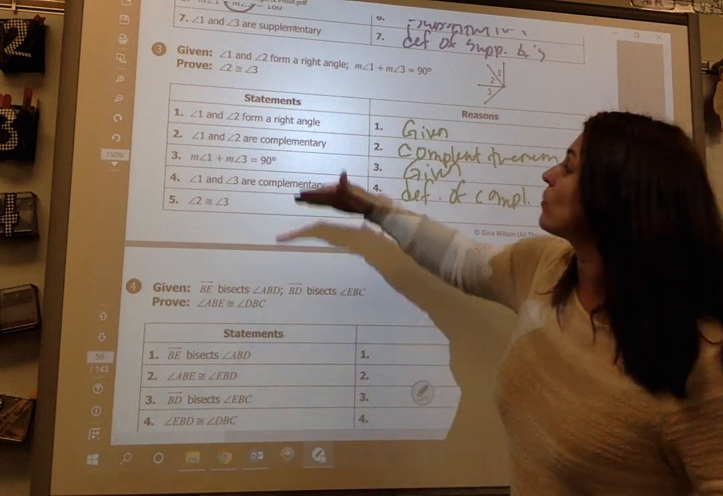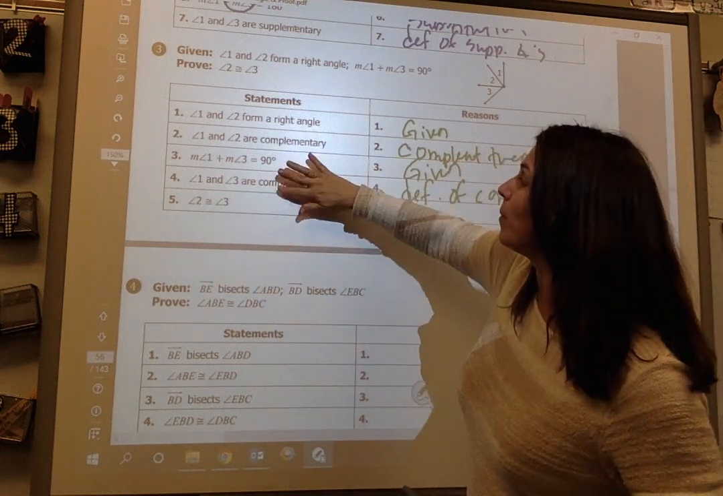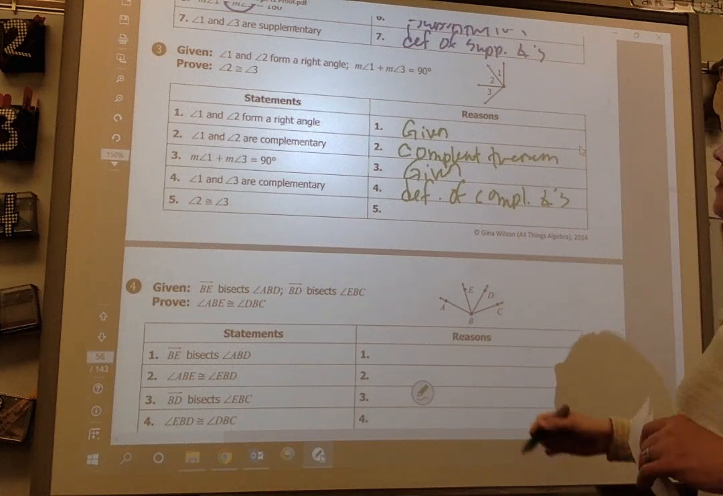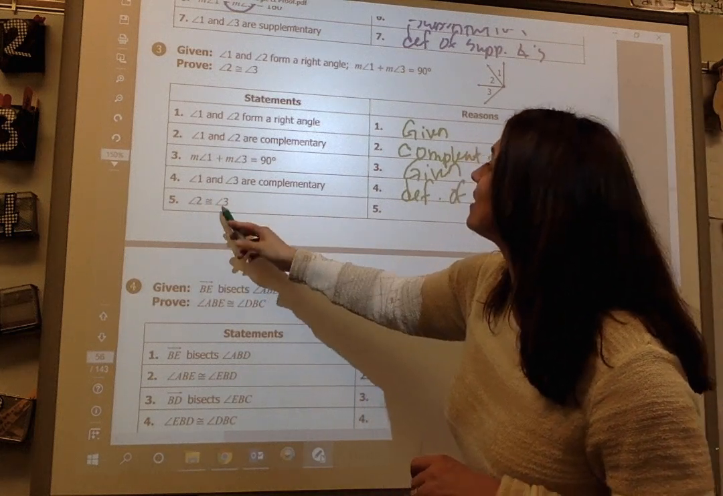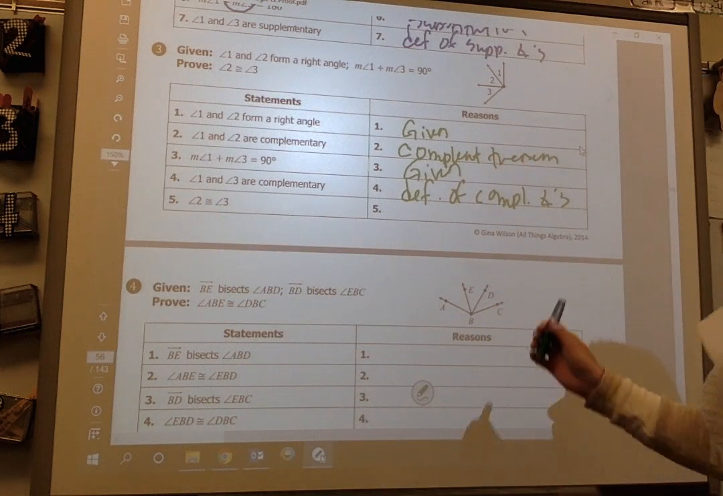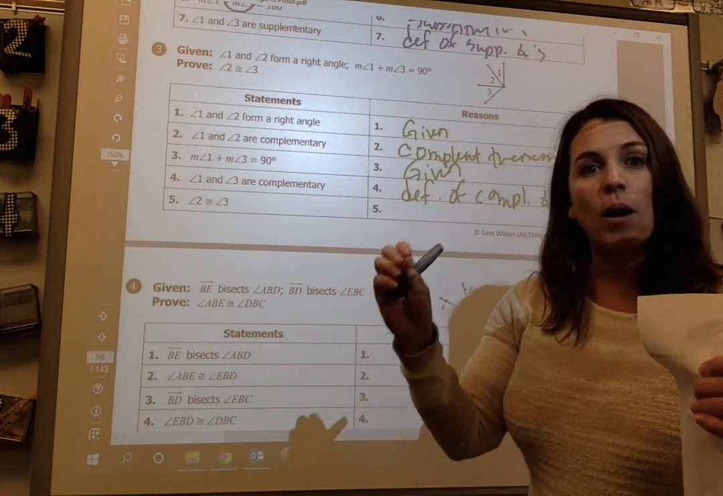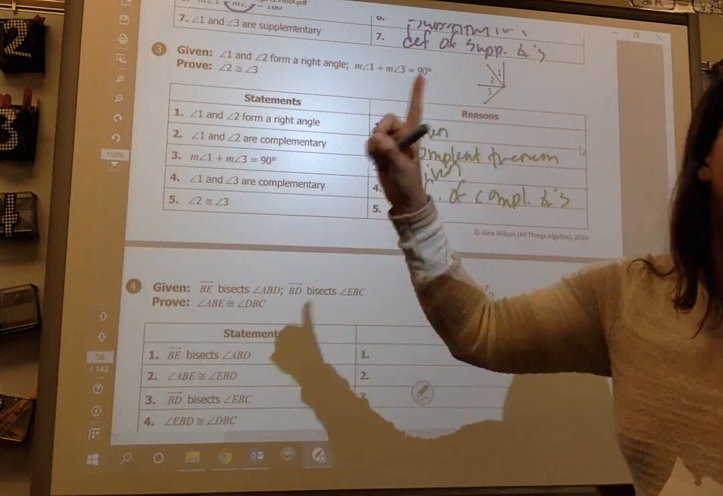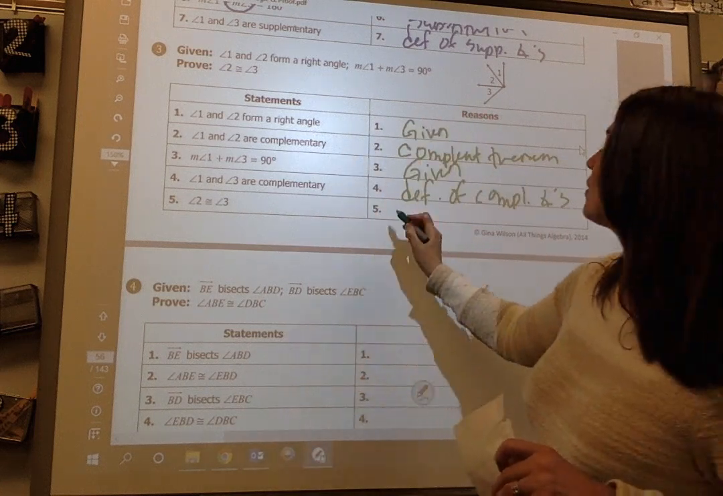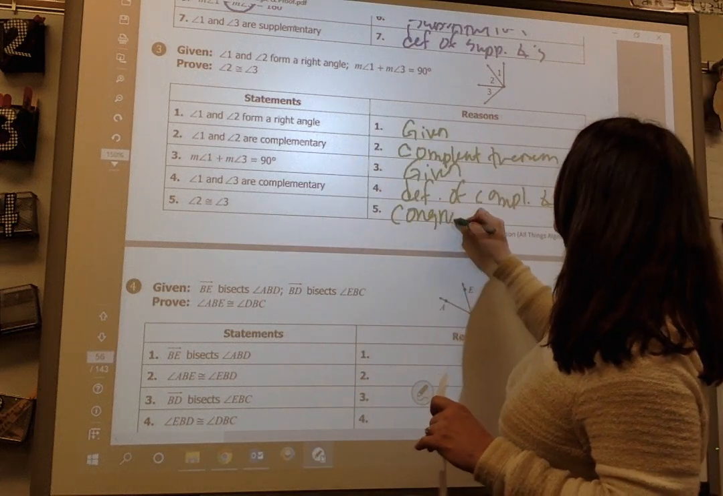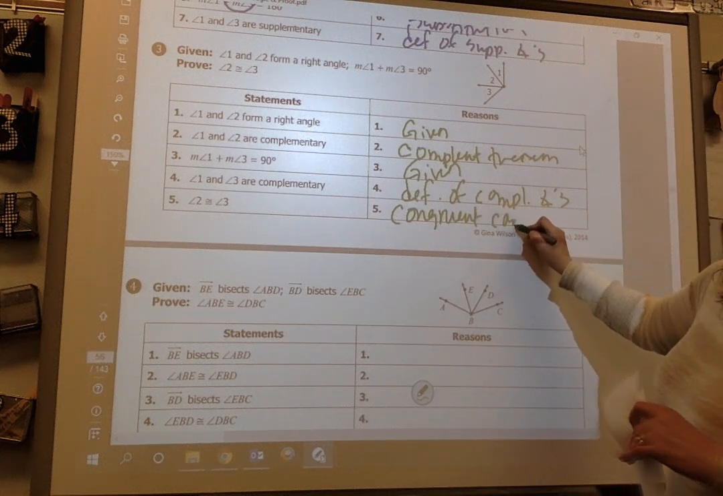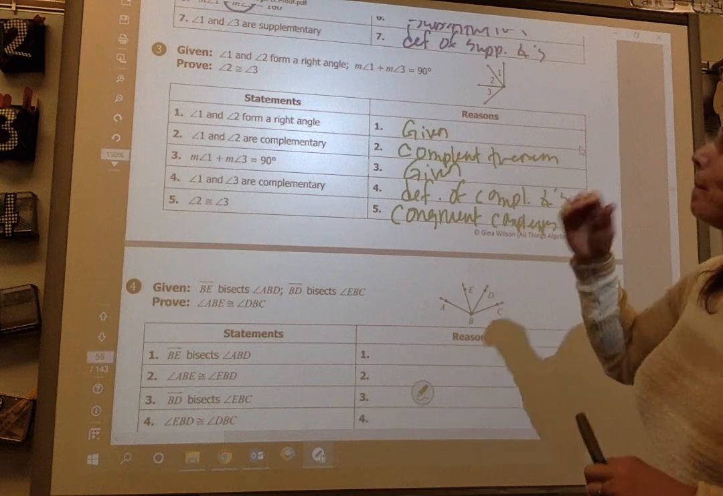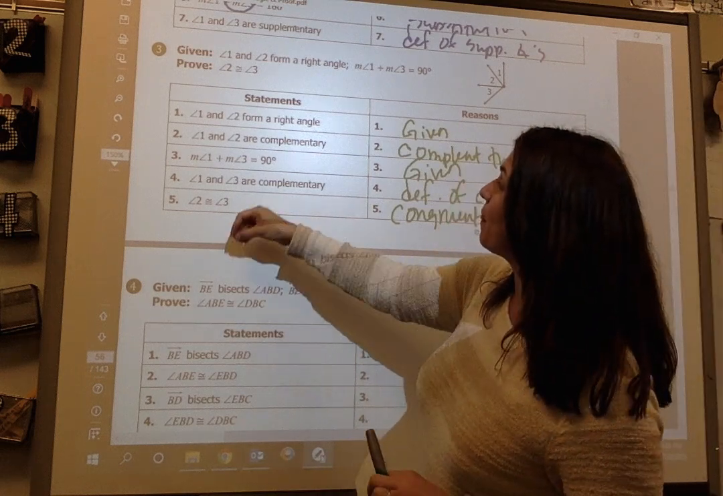Again, you'll notice here's the measurement. Now I'm saying that they're complementary, and this can go back and forth, right? Because it's biconditional. And then how are they getting that angle 2 is now congruent to angle 3? So this is kind of that one that looks like transitive property and congruency statement all wrapped into one, and that's called the congruent complement theorem.